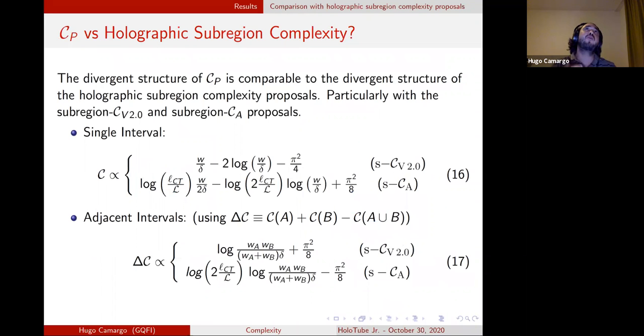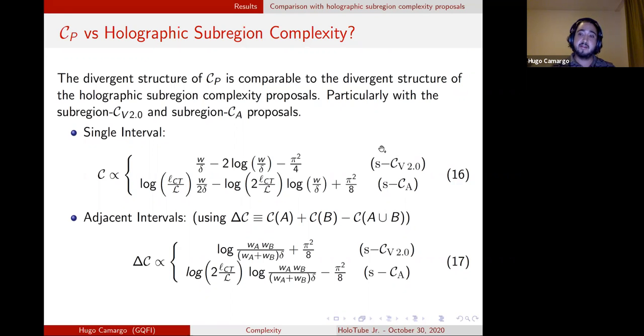Now, of course, once we have this, it's all good, but can we actually make some comparisons with these holographic subregion complexity proposals? Is there actually something that is being captured by these Gaussian states in these free CFTs? And strikingly, there's a very interesting comparison that we can make. People have studied what happens for the single interval in these holographic subregion complexity proposals, and one obtains basically a similar divergent structure, where there's a linear term and a logarithmic term.